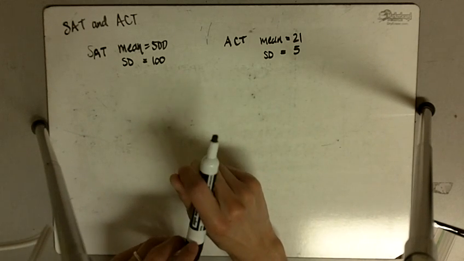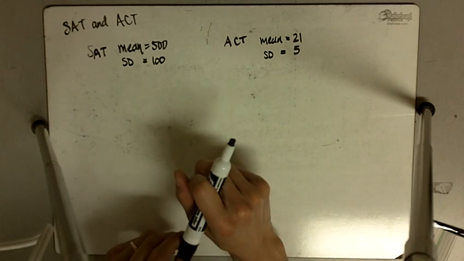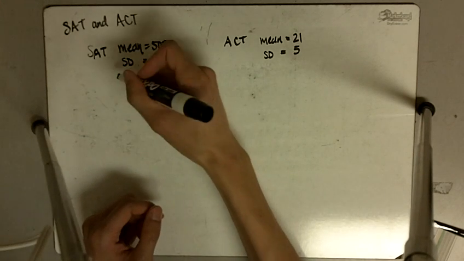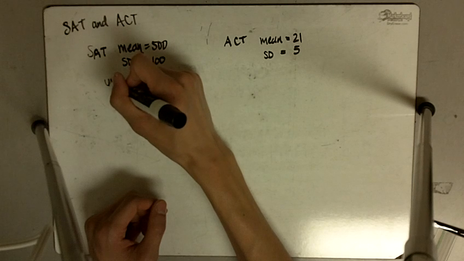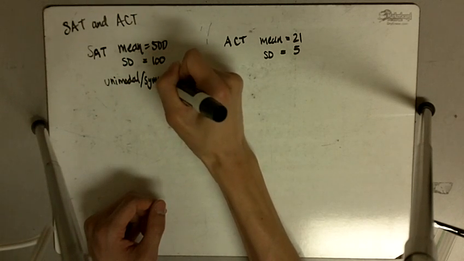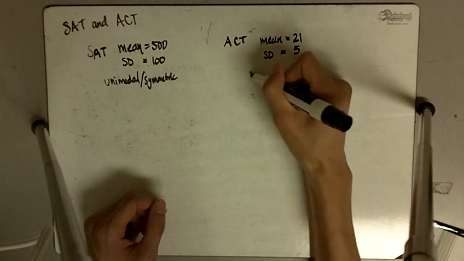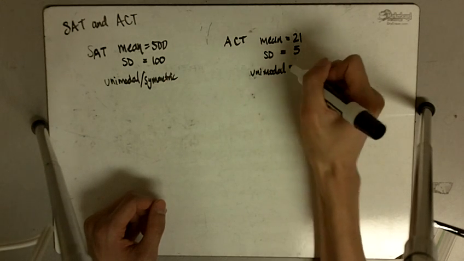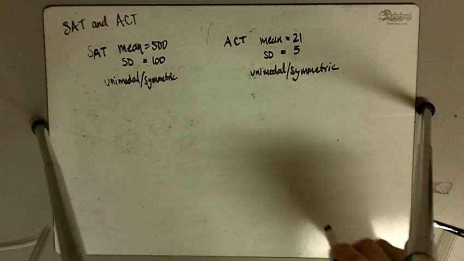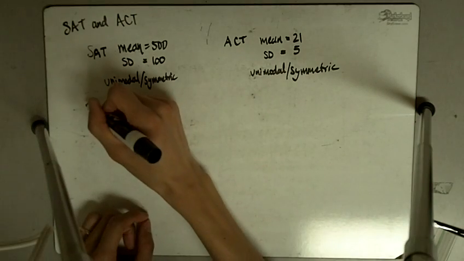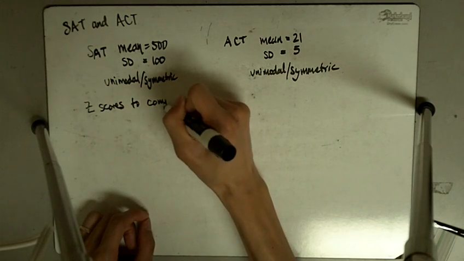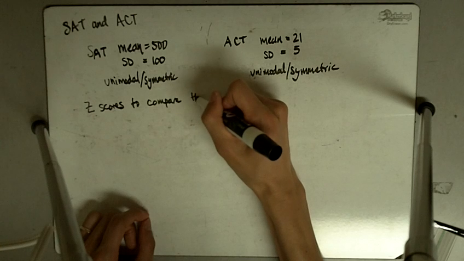Alright, and it says, assuming both types of scores have distributions that are unimodal and symmetric, which one is more unusual? Okay, so both are unimodal and symmetric, which means the empirical rule can apply and we can use z-scores. Okay, z-scores to compare things that are unusual.